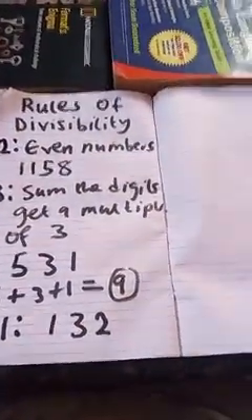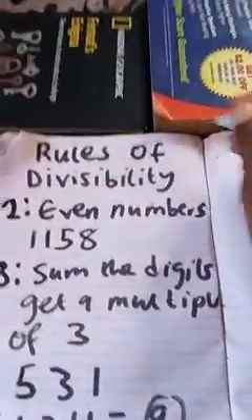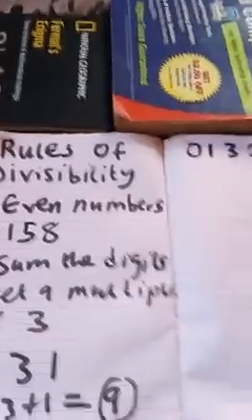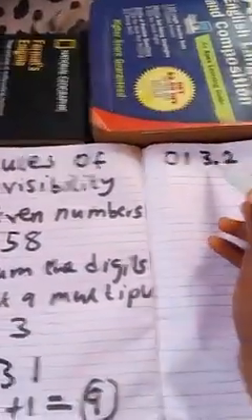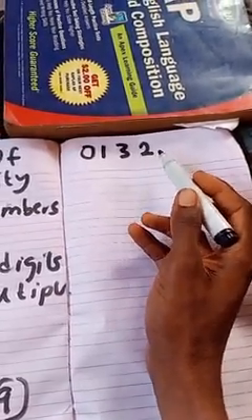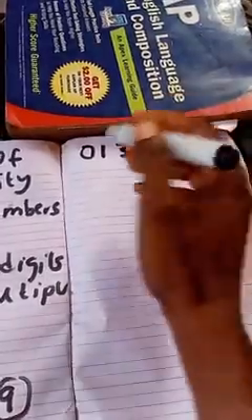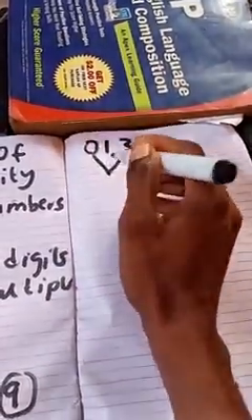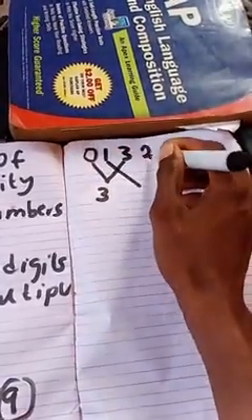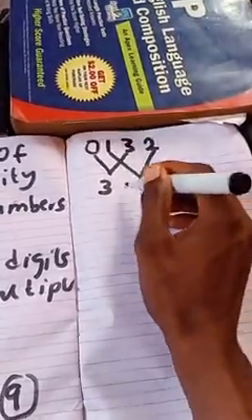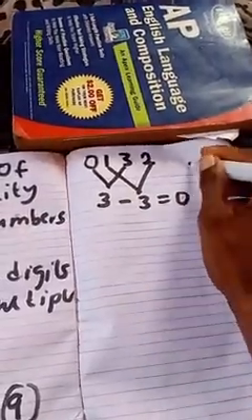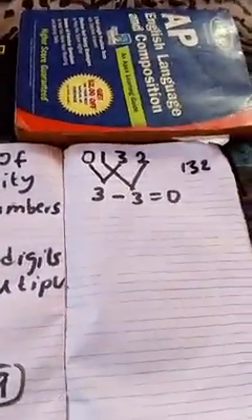How do you know? The rule for 11 says that if you write a number, let's say 0, 1, 3, 2, you sum the alternate digits and take their difference, and if you get 0 or 11, it's divisible by 11. Okay, let me put it in practice. Let's sum these two. If you sum these two, it is 3. If you sum these two, it is also 3. Now 3 minus 3 is 0. Because we got this 0, it means that 132 is divisible by 11.